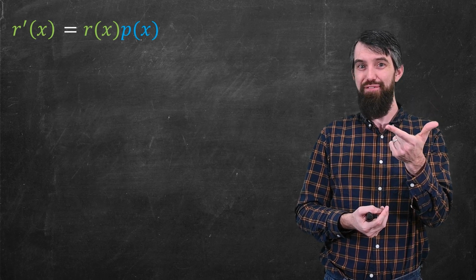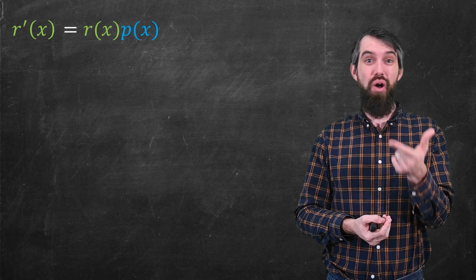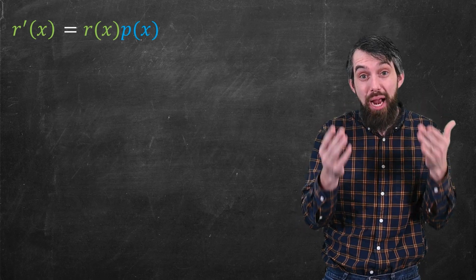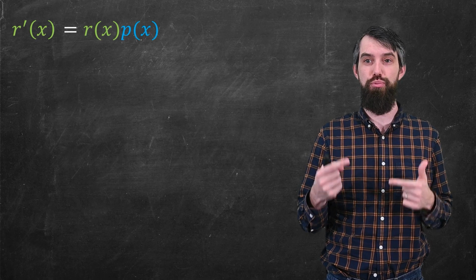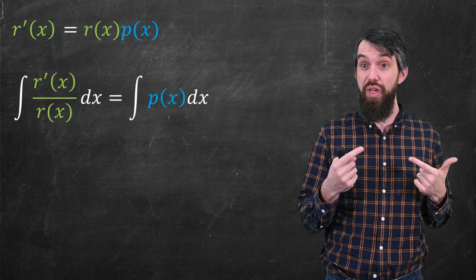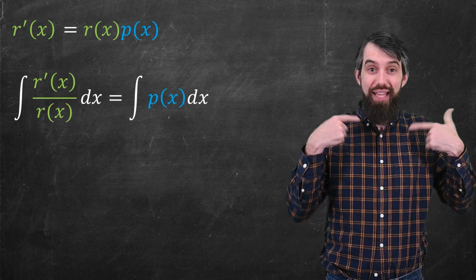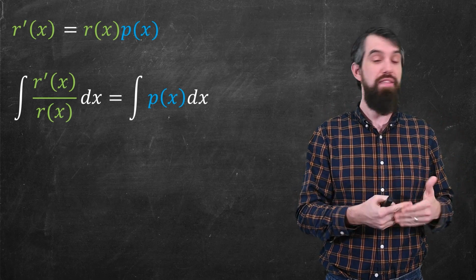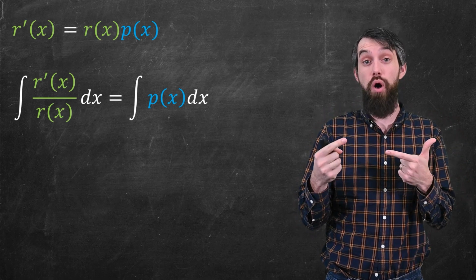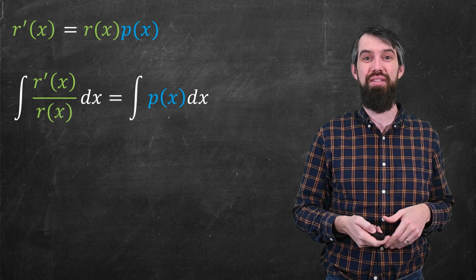In fact, I can do more than that. It's not only a first order, it's a separable first order. So let me go and separate it using the method of separation of variables. I'm going to divide by r of x on both sides, and then I'm going to integrate with respect to x on both sides. So I get r prime over r on the left, and then the integral of p of x on the right. So now I'm solving some integral.